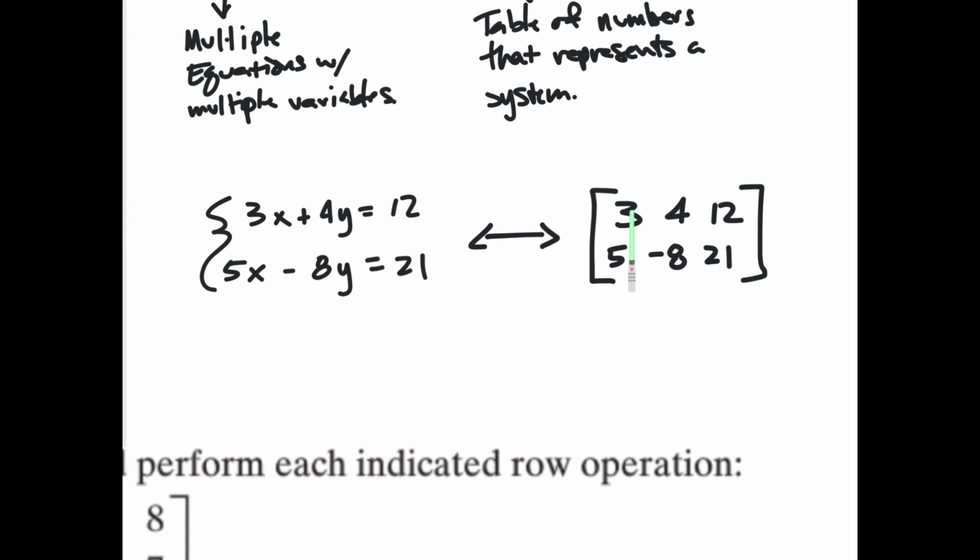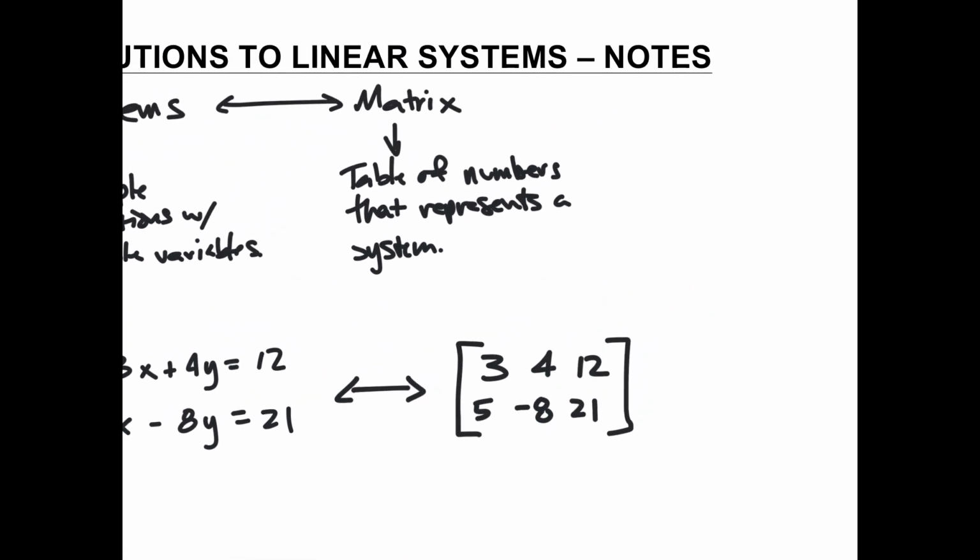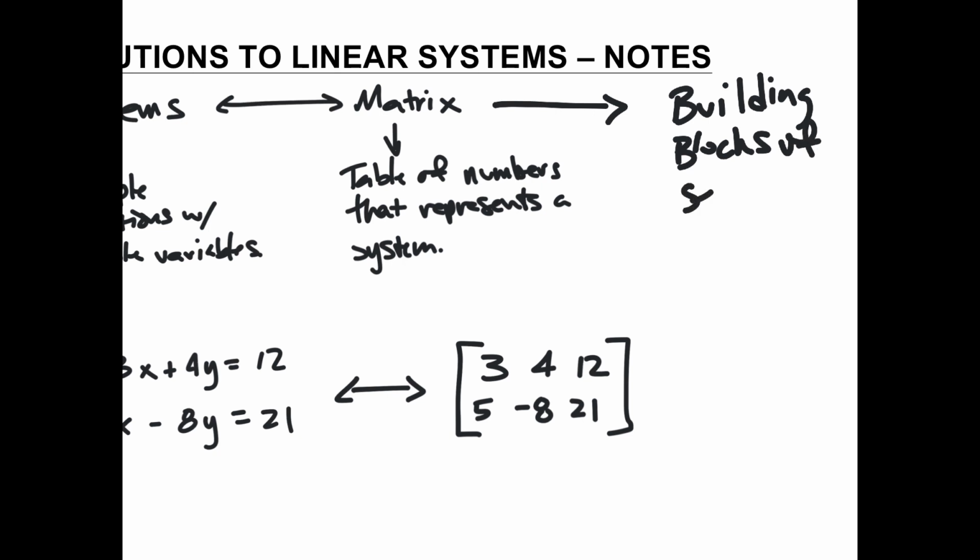And the cool thing is that when you take a system and you turn it into a matrix, you can use technology to solve this matrix for x and y, to solve the system for x and y. So the applications of using a matrix are pretty incredible. You actually use a matrix all the time when you use Google. A matrix is really the building blocks of search engines.